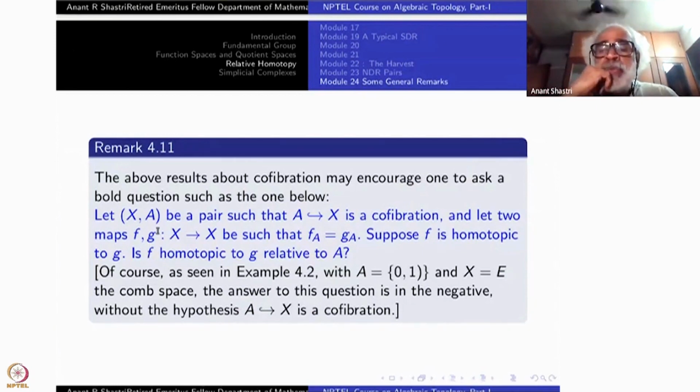Now, let two maps F and G from X to X be such that on A they agree: F(a) equals G(a) for every a inside A. That is the meaning of this: F restricted to A equals G restricted to A. Suppose F is homotopic to G. Then is F homotopic to G relative to A?